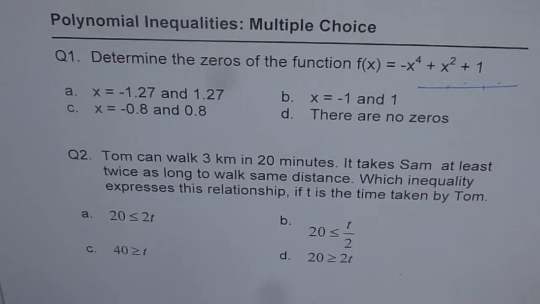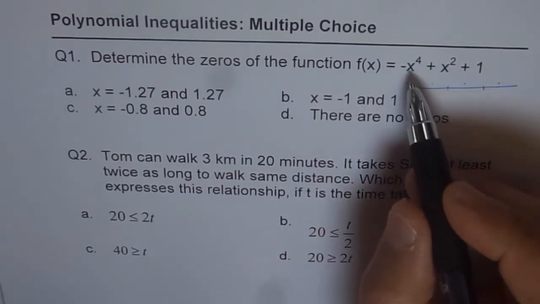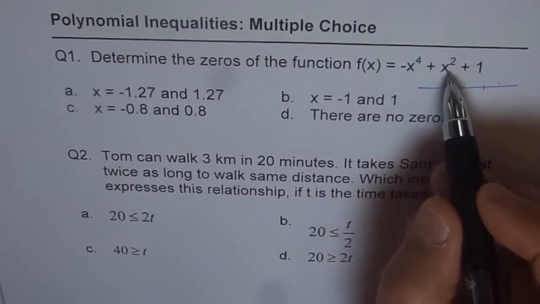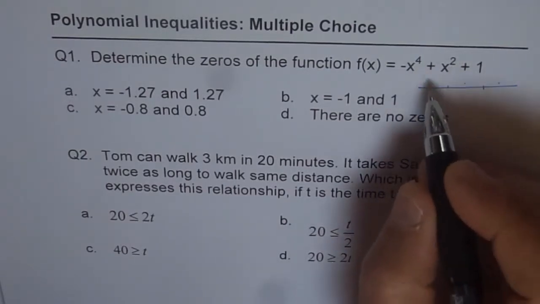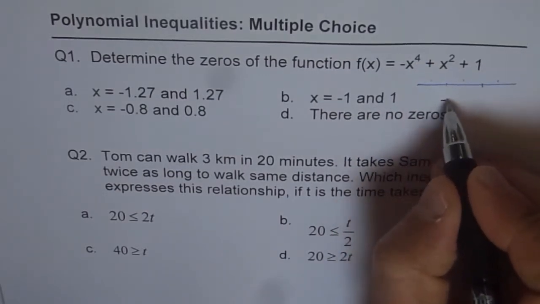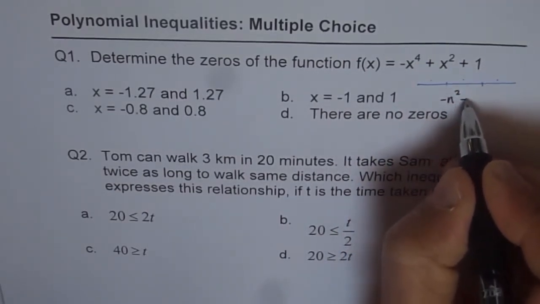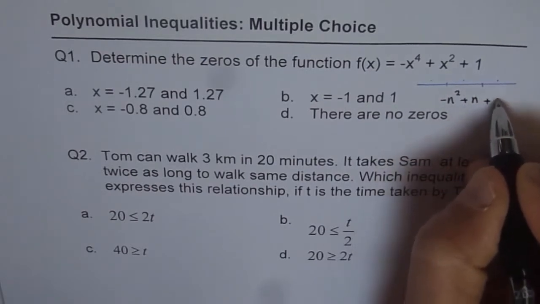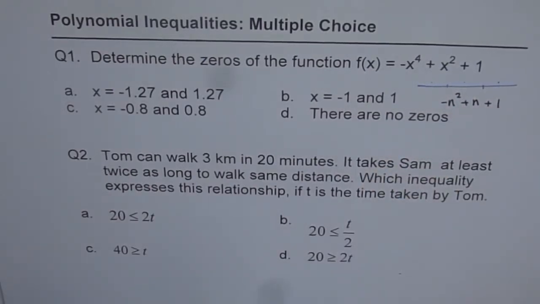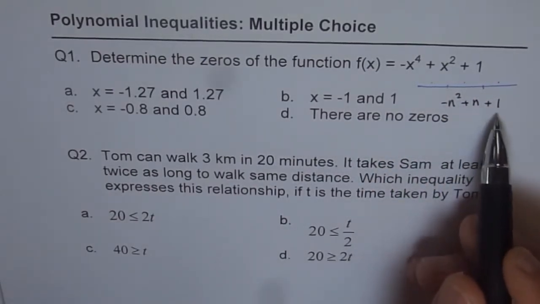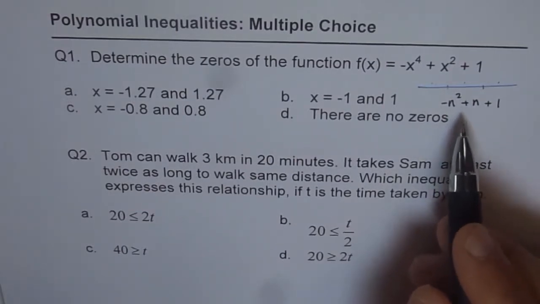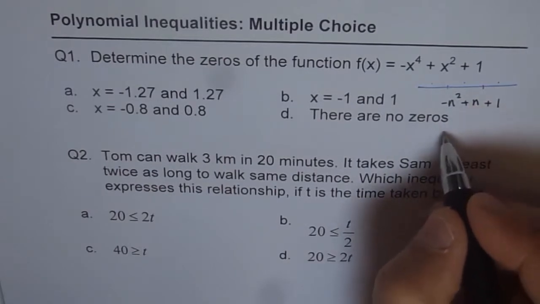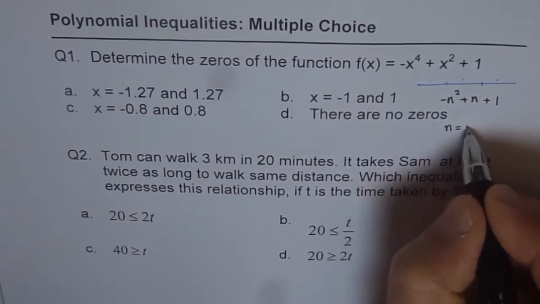Now here, how do you find zeros for this function? An easy way is to substitute x squared as some variable, let us say n. In that case, you can rewrite this as minus n squared plus n plus 1, right? Do you see that? So once you have a quadratic equation, you can always find the answer. Now in this case, remember what n equals. So n is equal to x squared.